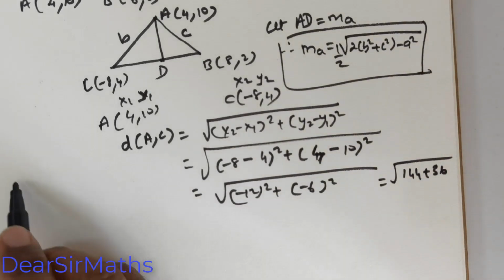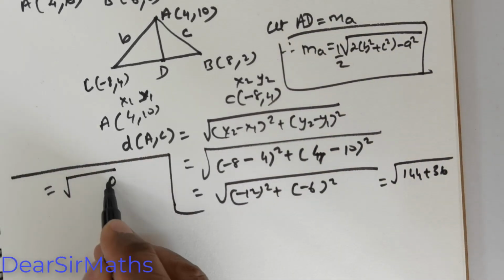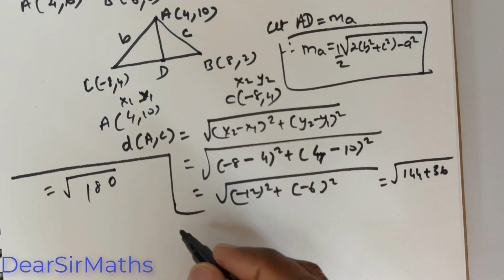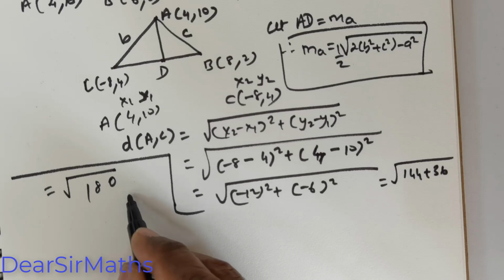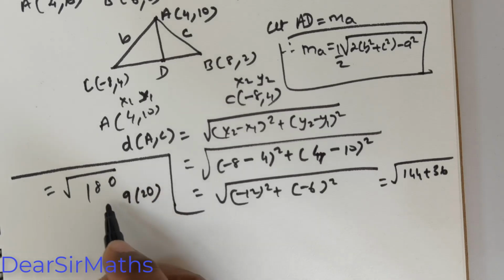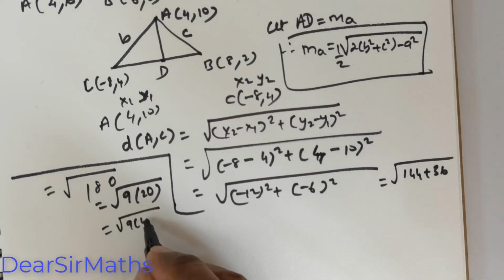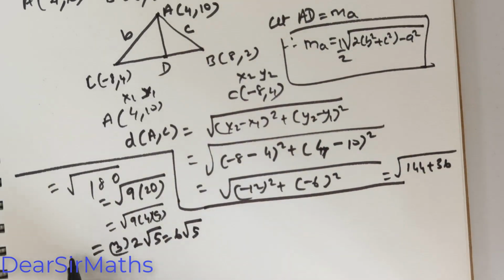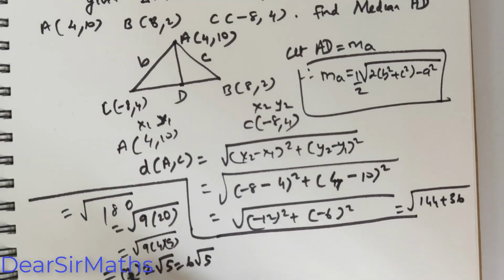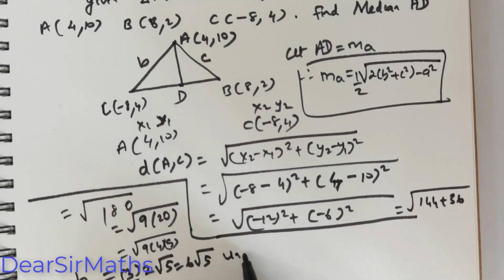So what do you get? This is equal to the root of 180. We're getting a value of 180. If we write this as 9 times 20, and 20 as 4 times 5, then this is the root of 9 times 4 times 5. The root of 9 is 3, the root of 4 is 2, and you've got root of 5, which is equal to 6 times root of 5. This is my b. So b is equal to this many units.